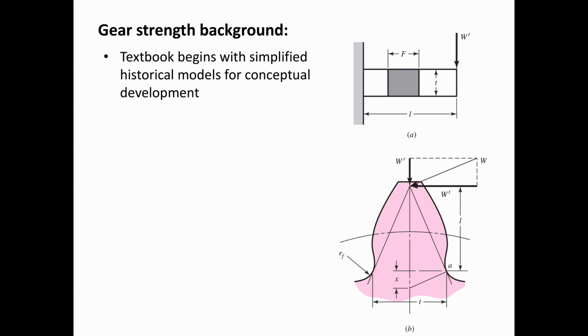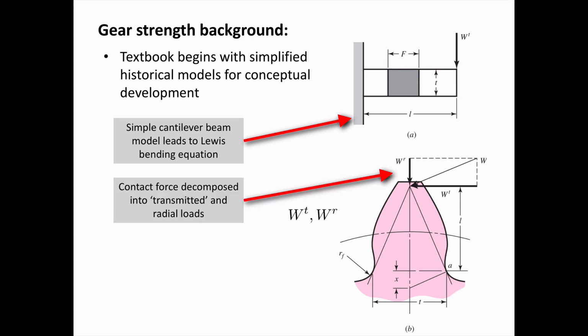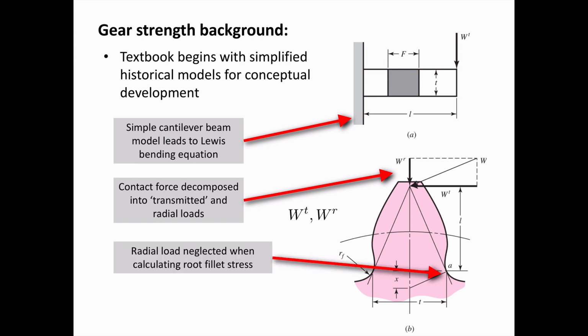So, gear strength background. This textbook begins with a really simplified historical model to help us understand the concepts behind models for gear stress. So we start off with a simple cantilever beam, and this helps us lead to the Lewis bending equations. And these also depend on what we call the transmitted and radial loads. And when we are calculating the stress at the root fillet due to bending, we're only looking at the transmitted load and not the radial load that would result in some compressive stresses.